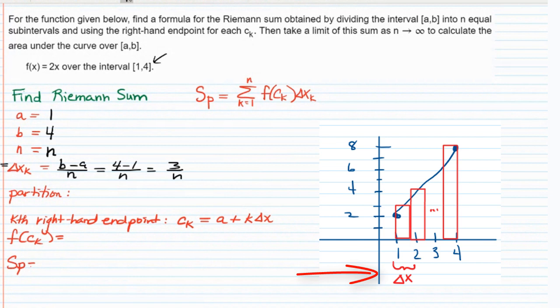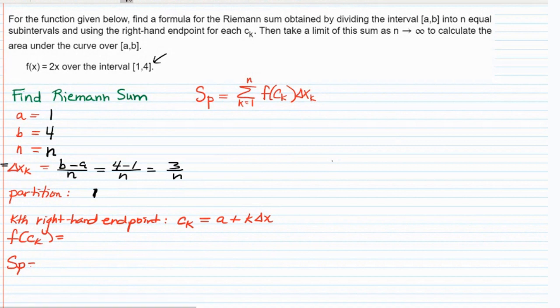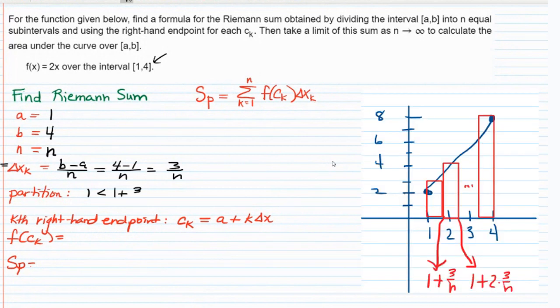So we have the length of the whole interval is 3. We're dividing it into n pieces to create the subintervals. We're partitioning the interval from 1 to 4 by adding 3 over n. So at the first endpoint, which is a, we have just the value 1. And then we're going to go 3 over n away from that, so we're going to have 1 plus 3 over n. And then we're going to go another 3 over n away from that, so we're going to have 1 plus 2 times 3 over n.